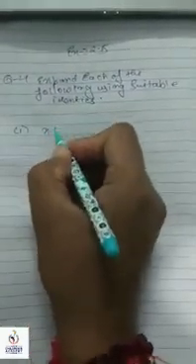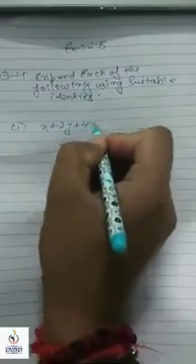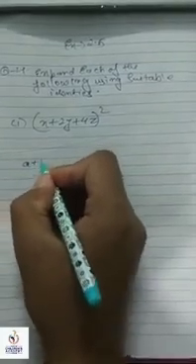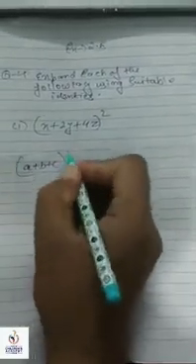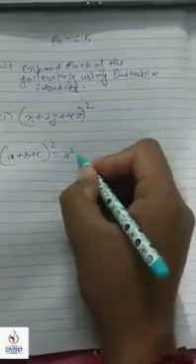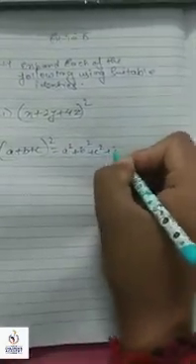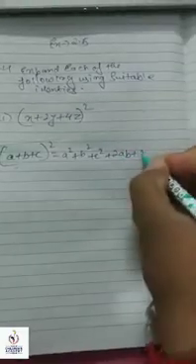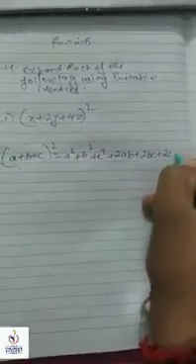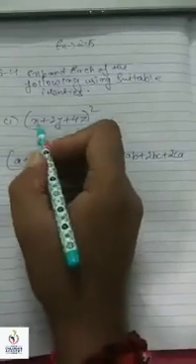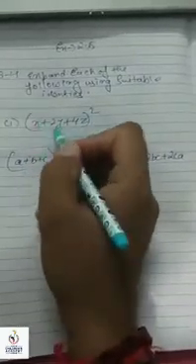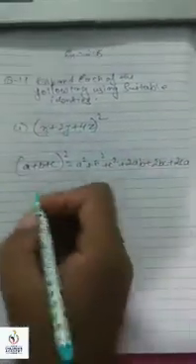Okay, so our first question is (x + 2y + 4z) whole square. So we know one identity. In the last lecture we discussed that (a + b + c) whole square is a square plus b square plus c square plus 2ab plus 2bc plus 2ca. Now let's compare this: x is a, b is 2y and c is 4z.